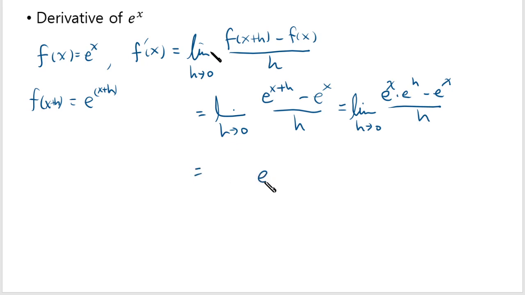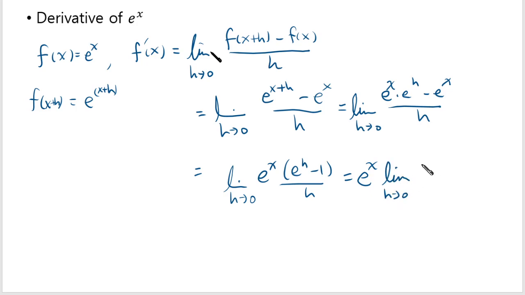So you get e to the x times e to the h minus 1 over h, limit h going to 0. And notice that e to the x has nothing to do with h, right? So the only quantity that changes as h goes to 0 is this one, because it depends on h. This one doesn't have any dependence on h. So you can factor this out further and just ask, what is this thing really? What is this limit of e to the h minus 1 over h as h goes to 0? And we're kind of stuck.